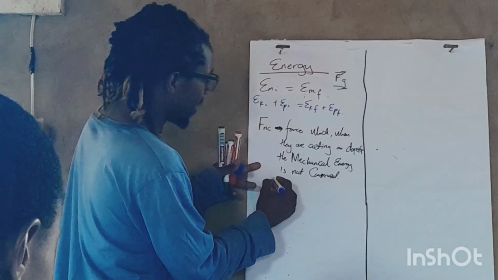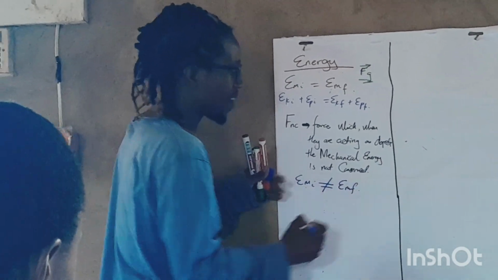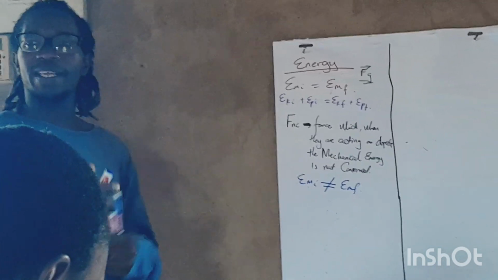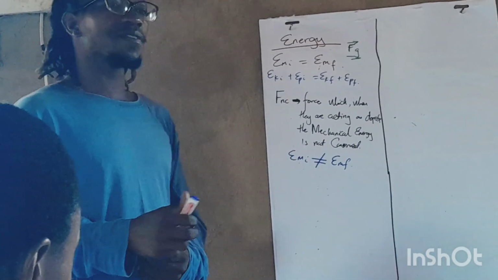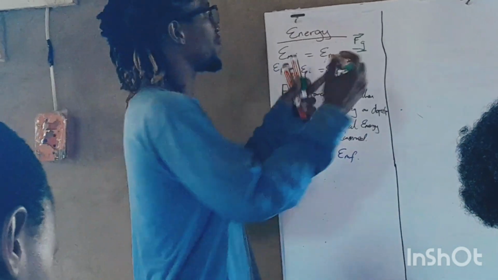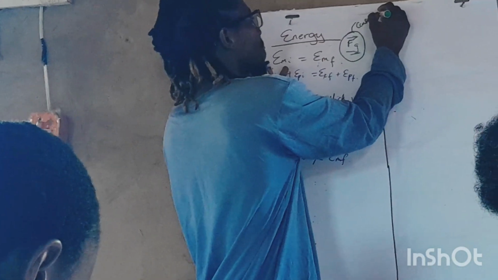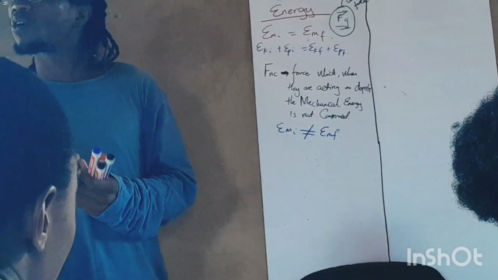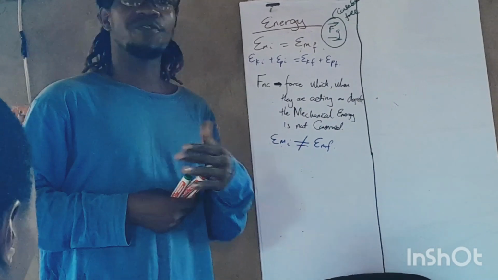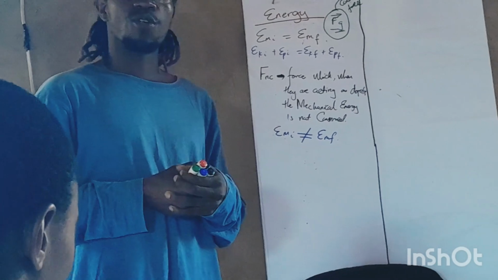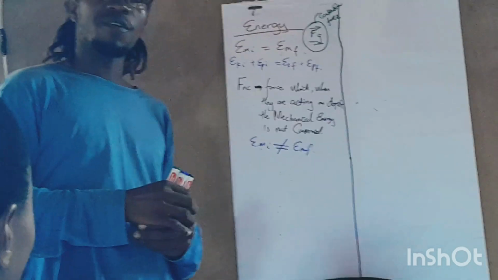So it will mean that EM initial is not equal to EM final. Does this make sense? So EM initial is not equal to EM final. This is the non-conservative forces. Which leaves that gravitational force is the only conservative force. So what does it mean about gravitational force? The mechanical energy, when gravitational force is the only force acting on an object, is conserved. That's when we had EM initial equal to EM final.